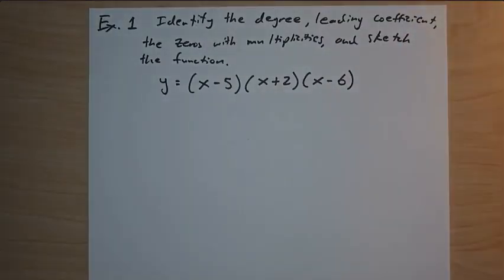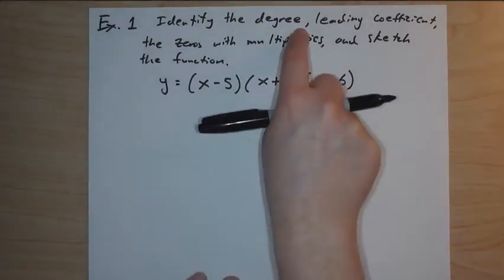Lab 26, example 1. We want to identify the degree, the leading coefficient, the zeros with multiplicities, and sketch the function. We have y equals x minus 5 times x plus 2 times x minus 6.